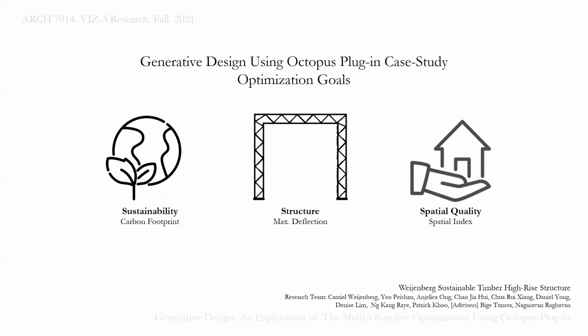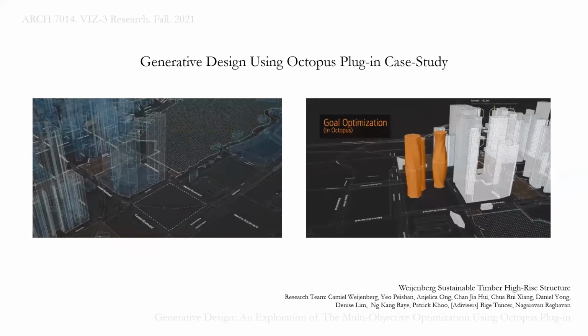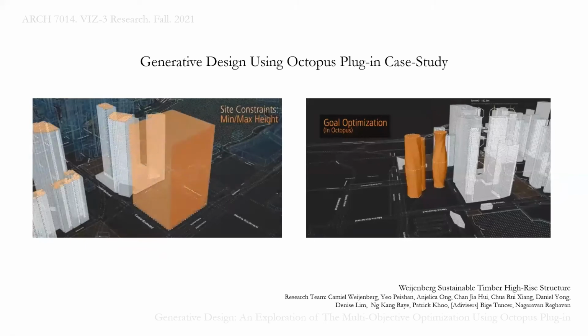So in the same case study, their optimization goals were mainly three. They wanted sustainability, they wanted structure, maximum deflection, and they wanted spatial quality, the spatial index. In here, these are two quick demonstrations of how they did the study. We start with looking into the constraints, the requirements, the parameters, and the goal values.